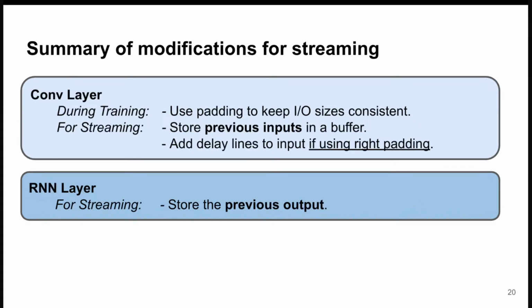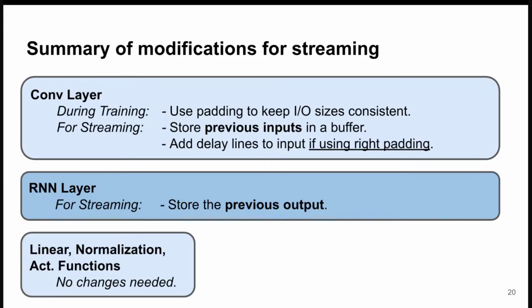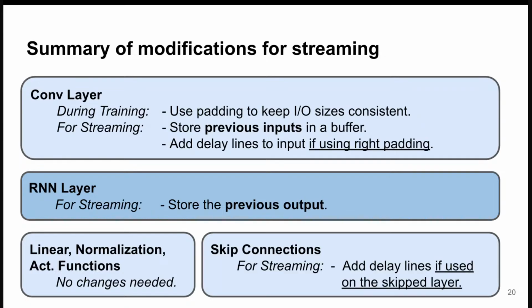For an RNN layer it is much simpler. What we need to do for streaming is just store the previous output of each of the RNN layers in order to have that previous state ready for whenever we have new samples. And for linear layers, normalization layers, and activation functions, we usually don't need any change because they don't aggregate samples through time, so we are good there.